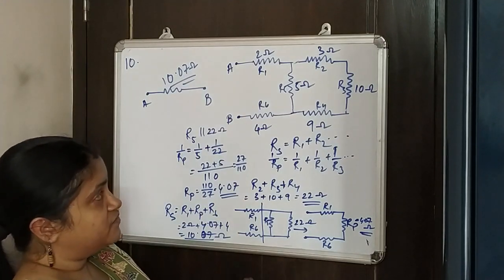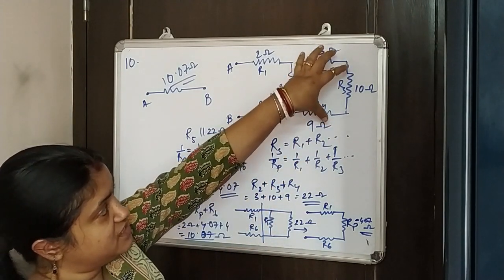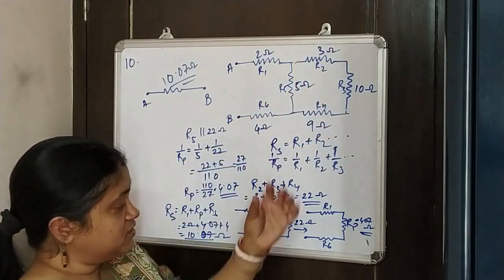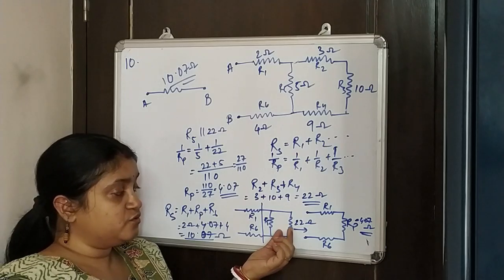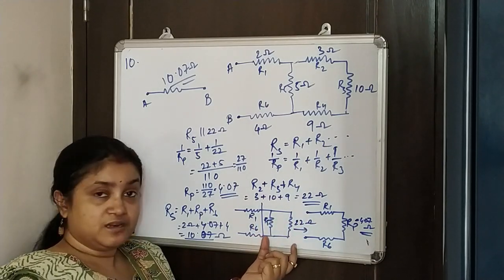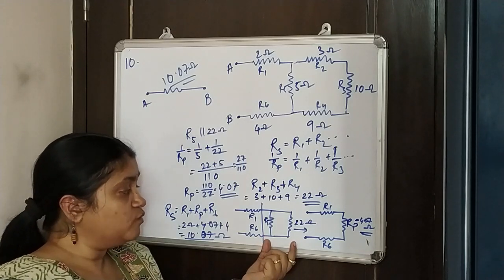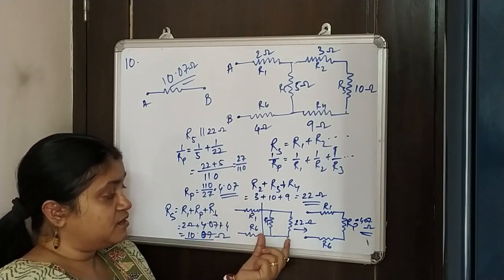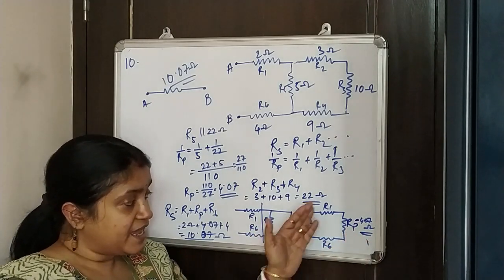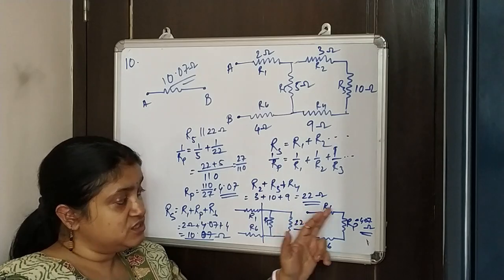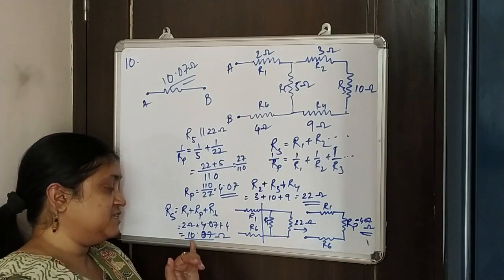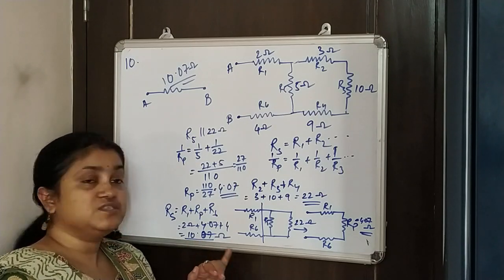So you see, first what we have done, we have taken this section and we have found the equivalent section, and that has come out to be 22 ohm. Now we have taken the second section, they are in parallel. Now we have found this parallel equivalent resistance to be 4.07 ohm, and then we have taken the last section, which is again a series section, and then we have added them in series and we have got 10.07 ohm.